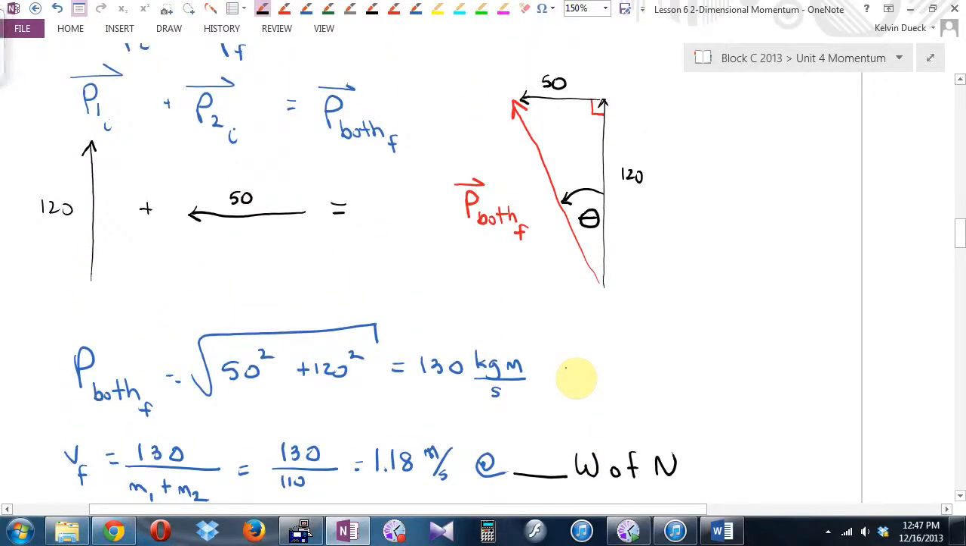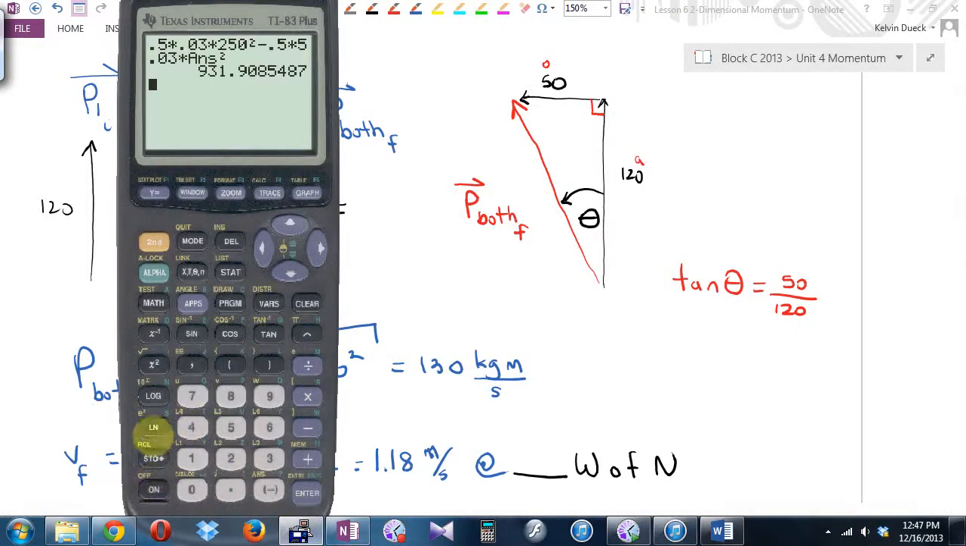Which trig function can I use? Tan? Opposite? Adjacent? You're right. Tan theta equals opposite over adjacent. Shift tan of that, what do you get? Oh, and you can use a calculator for that too, Michael.